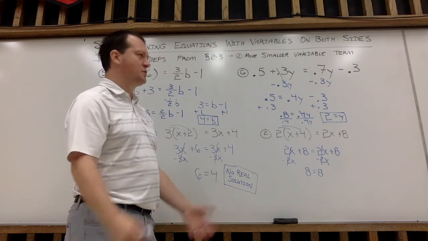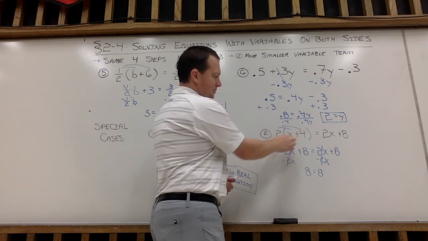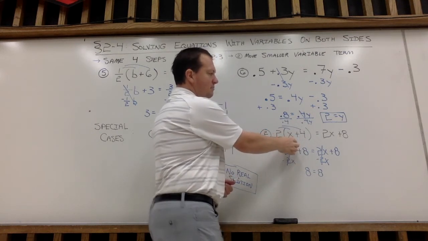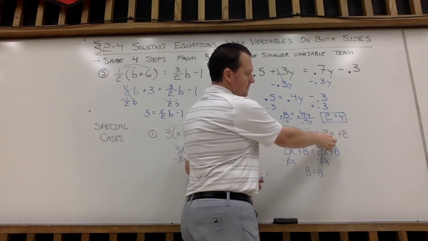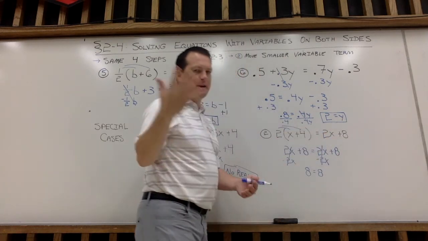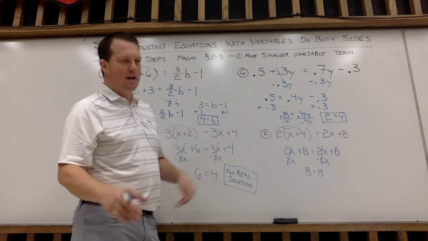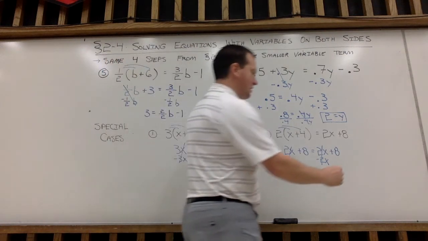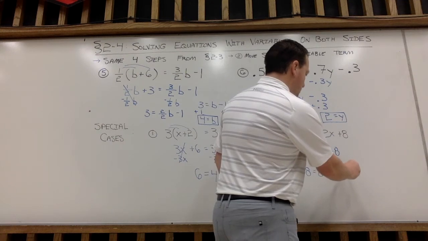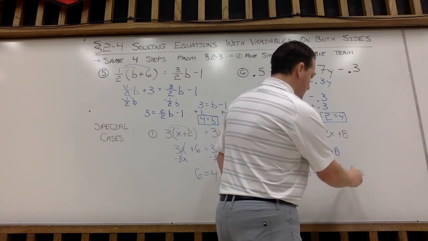Let's show you one. Let's pick 5, easy number. 5 plus 4 is 9. 2 times 9 is 18. Let's plug in 5 for x. 2 times 5 is 10. 10 plus 8, 18. So you got 18 equals 18. Try it for another number if you'd like. Any number will work. So we'll write this as all real numbers.